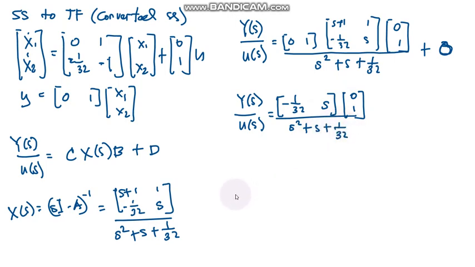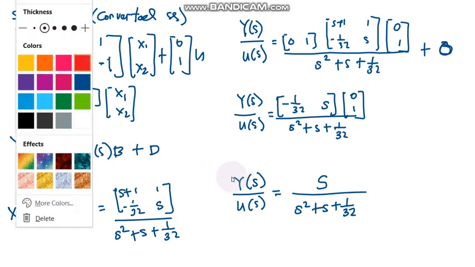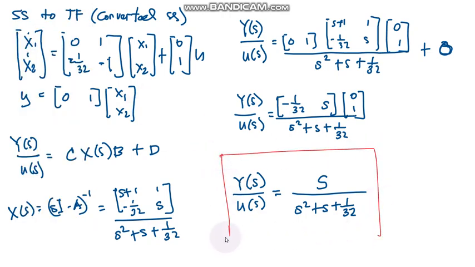And of course, our final answer, the transfer function, will now be: multiply this with 0 is 0 plus s times 1 is s. So we have here s over s squared plus s plus 1 over 32. So this is now our transfer function. So we also arrived at our correct transfer function.